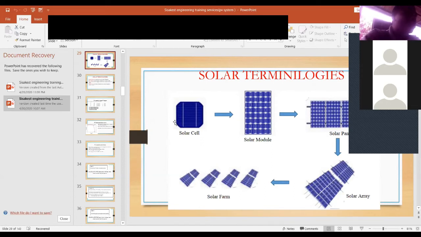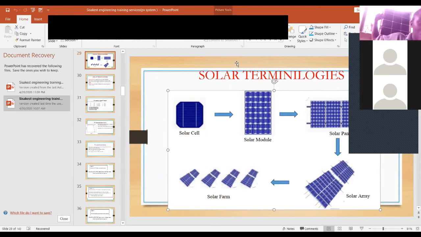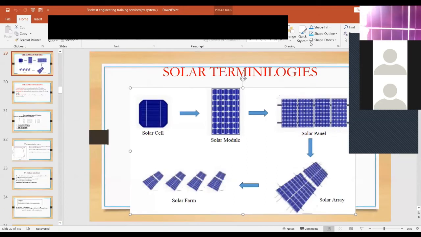So the last time I was able to prove to us that when you combine solar cells together, you form something called a solar module, like what you are seeing currently. When you combine modules together, you form something called a panel.